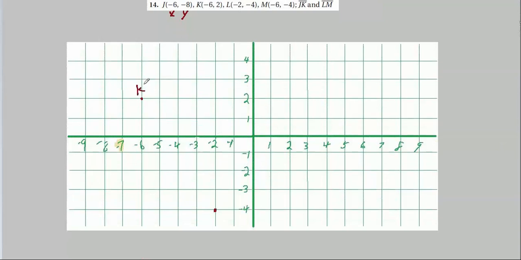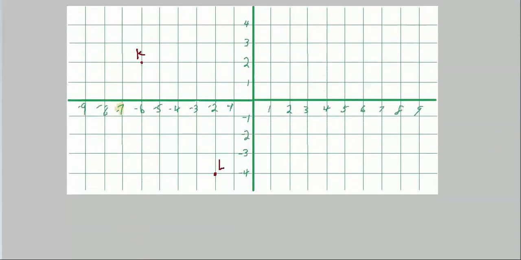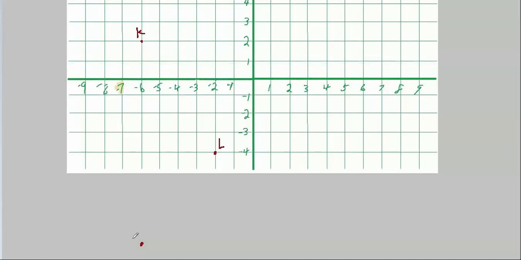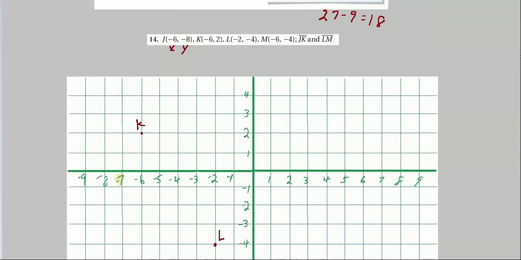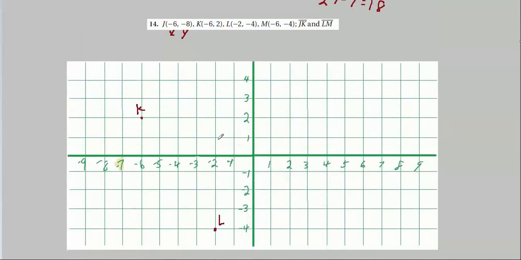These would look a lot better if I labeled them, wouldn't they? See, that's the problem with the video. If we were in class, you could have screamed at me a minute ago. And this is J down here. We got one more point to plot. M, minus 6, minus 4, way down here. And now, JK, well, jeepers. I really need to remember to label these things. Okay, that's point M. Now let's produce line JK.